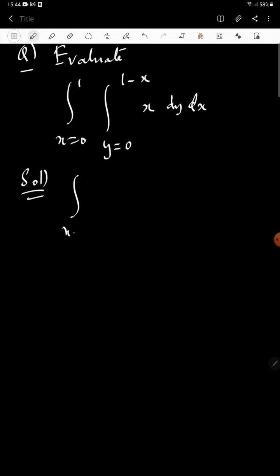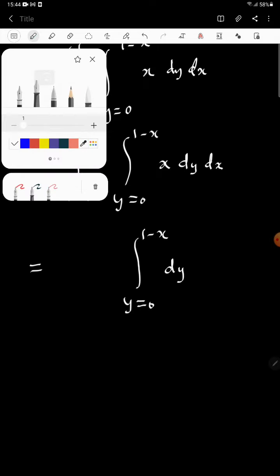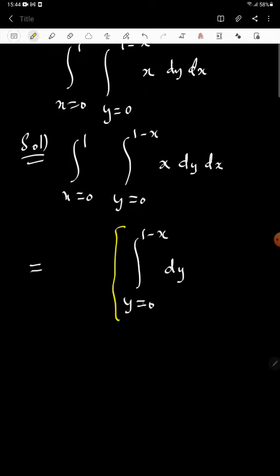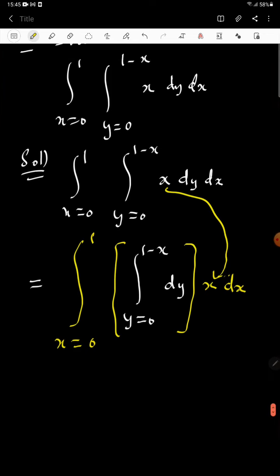Solution: integral x is equal to 0 to 1, integral y is equal to 0 to 1 minus x, x dy dx. First we have to integrate with respect to y. I will take that integral inside, y is equal to 0 to 1 minus x, with x taken outside and just dy remaining. I'll change the color now. So this complete integral is inside, and outside is the integral x is equal to 0 to 1, with that x there as it is. I hope you are following.